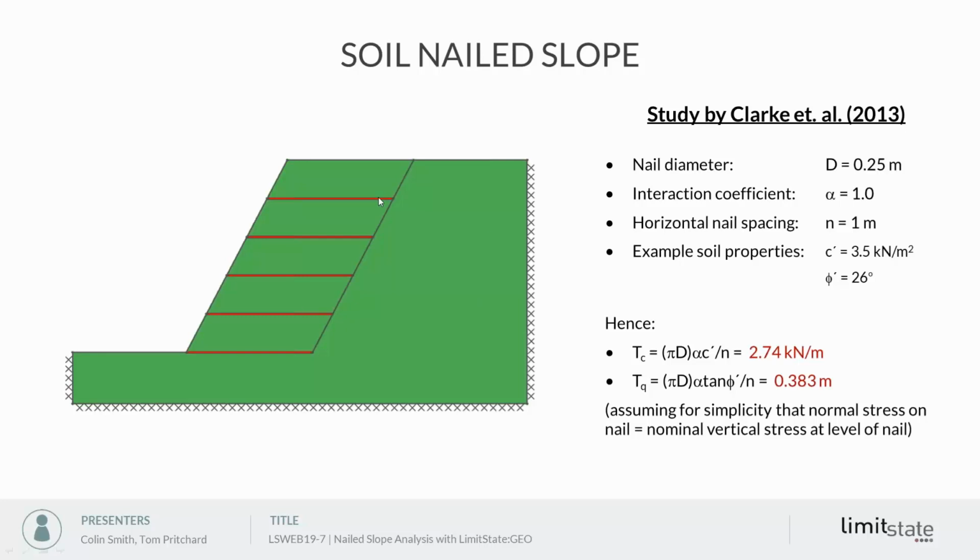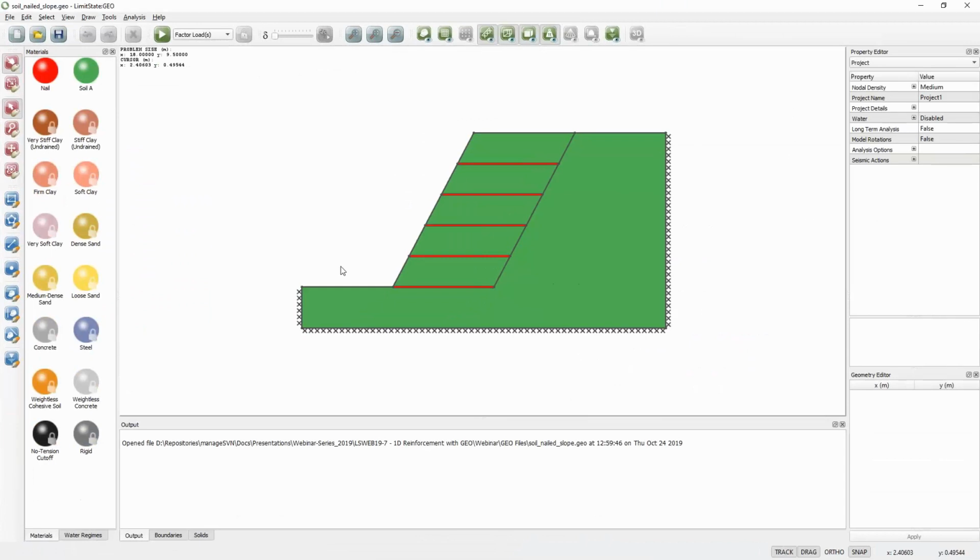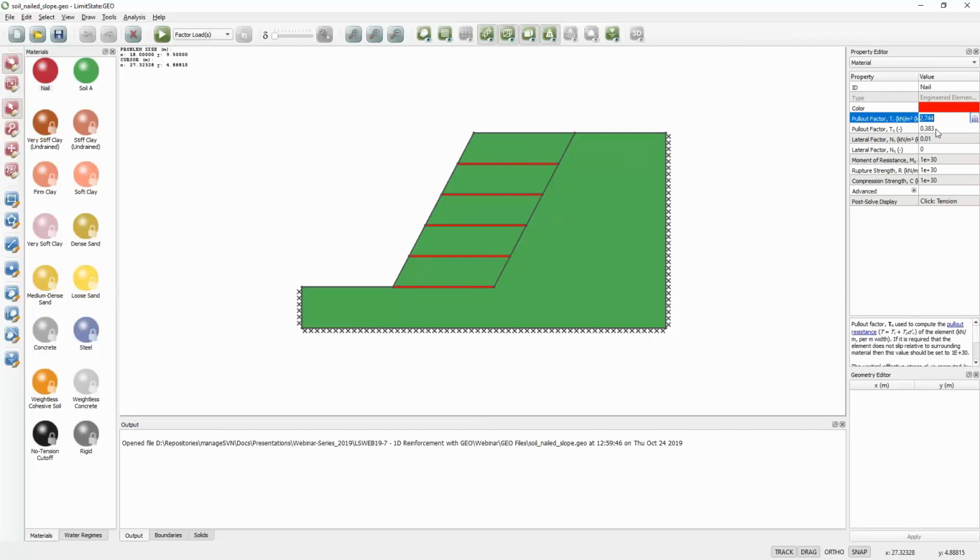So effectively, we're just going to use 5 of these nails, a very simple configuration to reinforce this slope. And I'll just open up that model. So there it is in the software. And we'll just have a look at the nail properties. So you can see that TC value of 2.74 and that pull-out factor of 0.383.